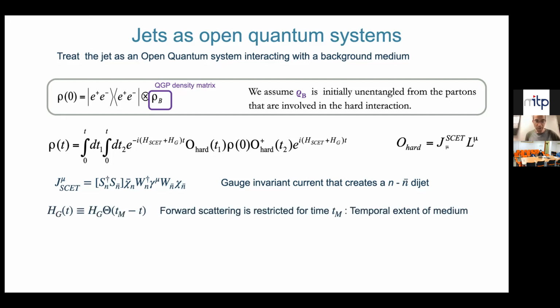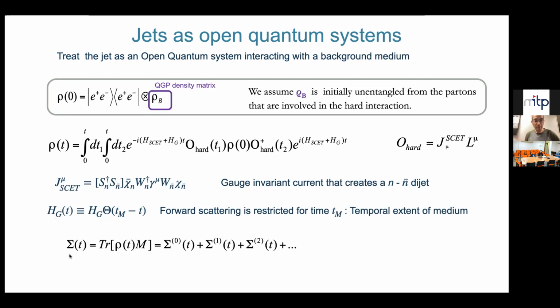So first of all, since we know that the medium only exists for a finite amount of time, that translates essentially to the fact that the forward interaction between the jet and the medium is also going to happen for a finite amount of time. Hence, we can put this explicitly in the Glauber Hamiltonian, because that is the one which is mediating the interaction, and say that it only exists for a finite amount of time. So that takes care of the fact that the extent of the medium is finite.